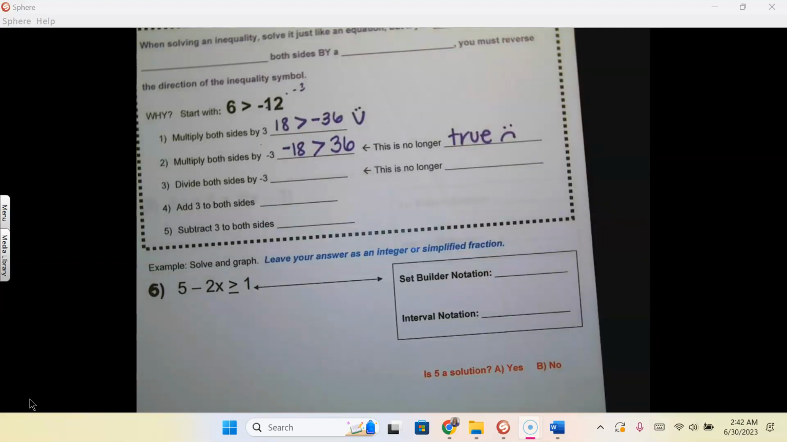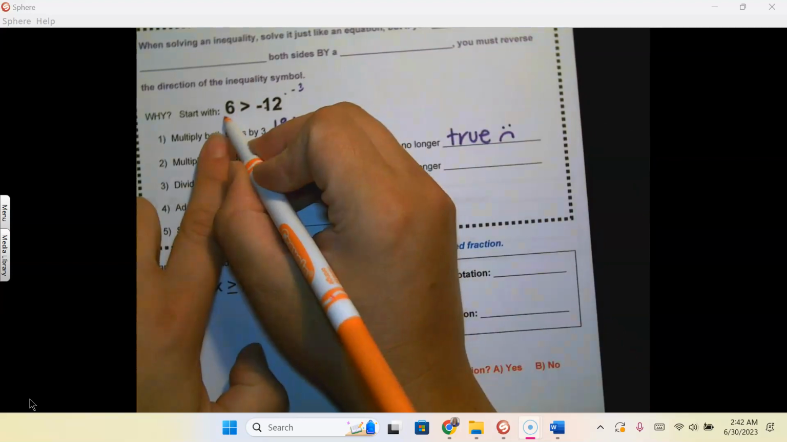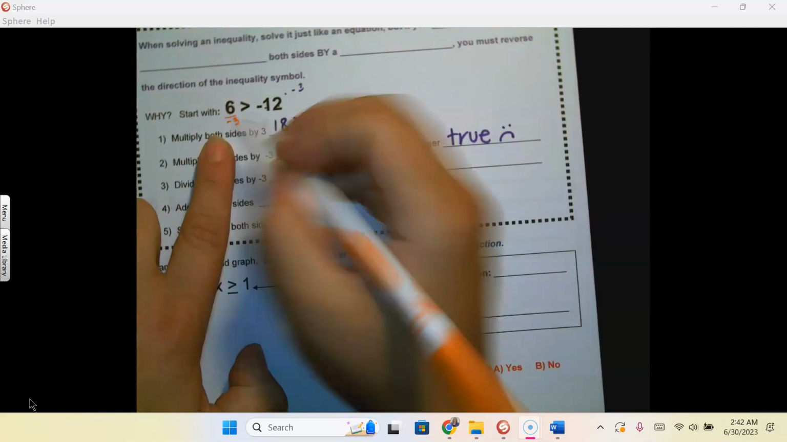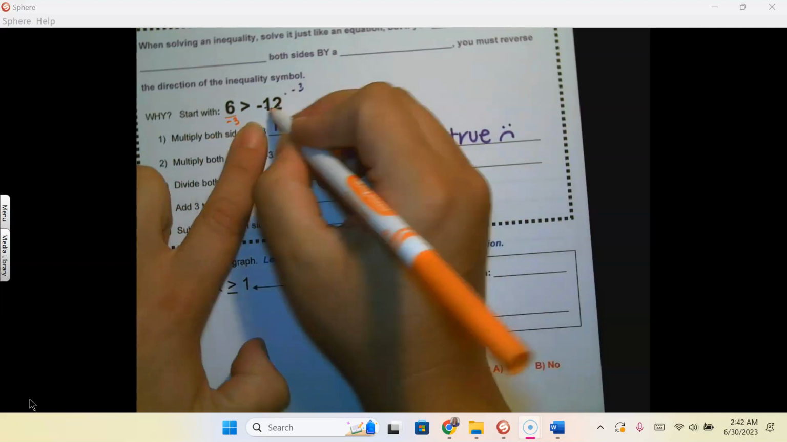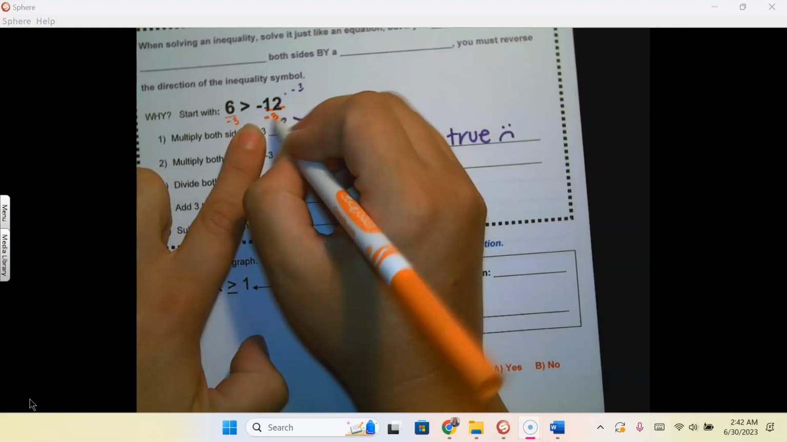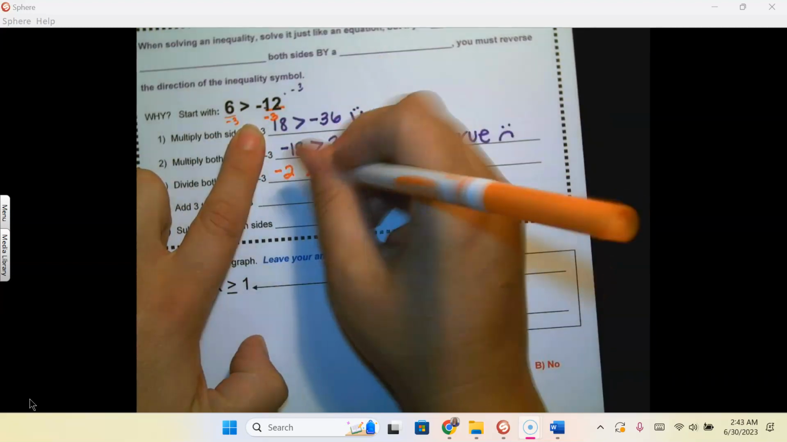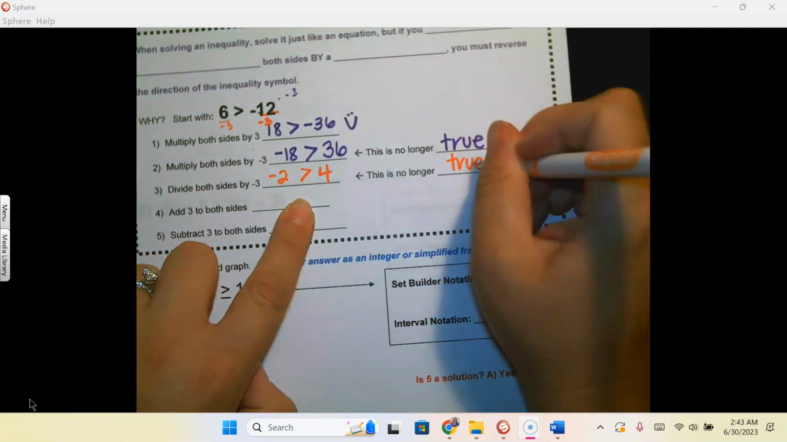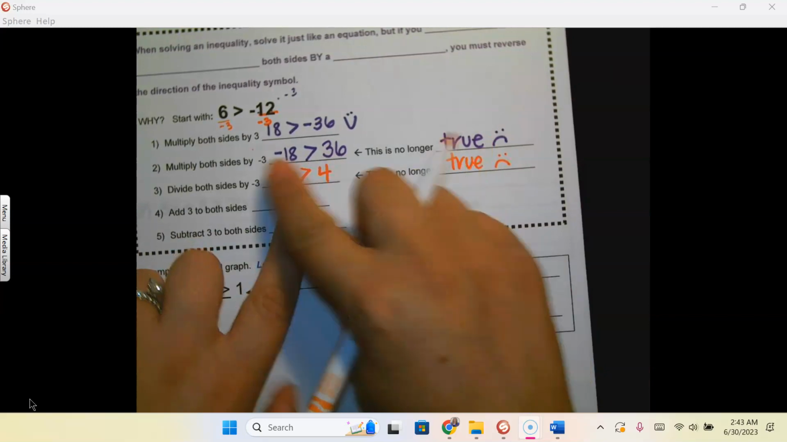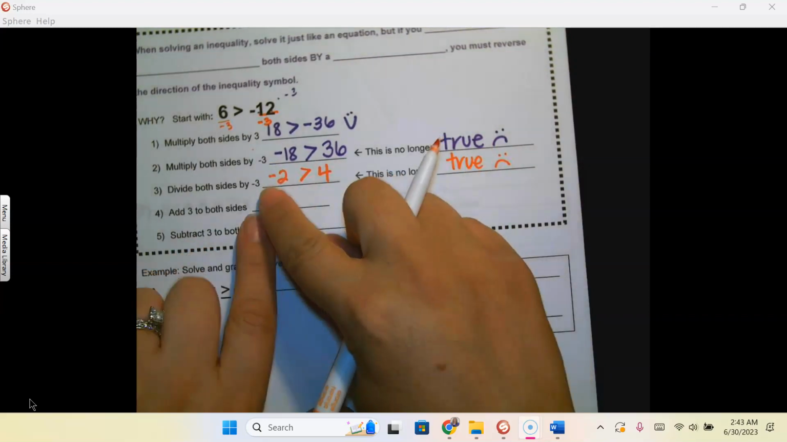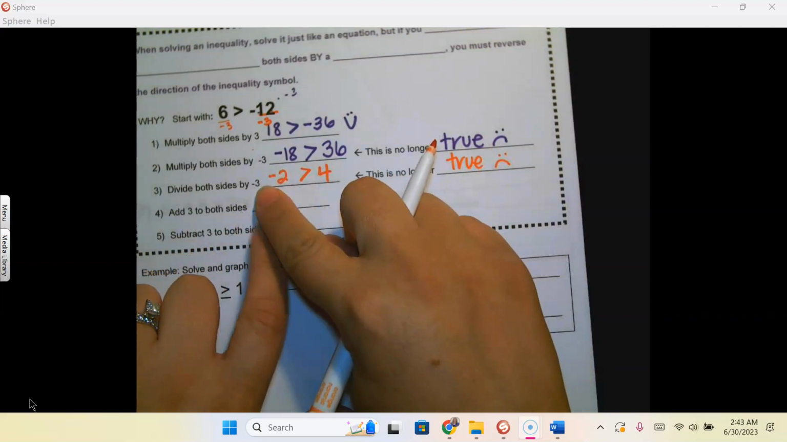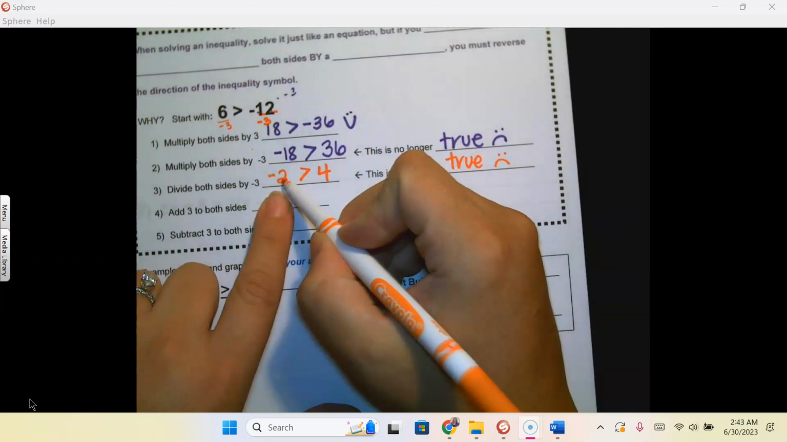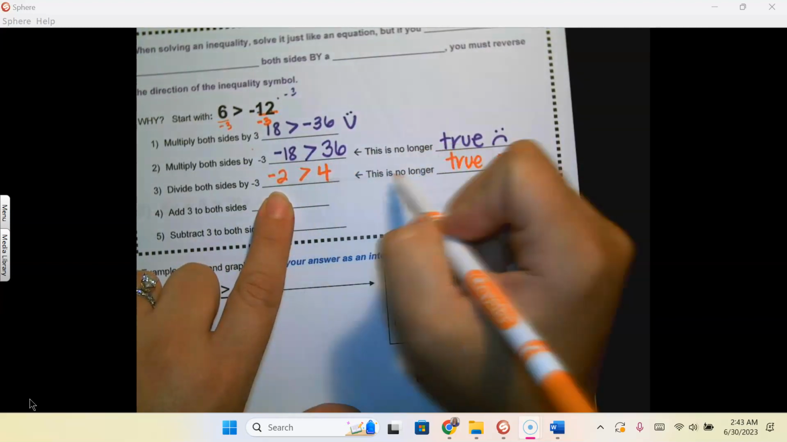Now let's say we divide both sides by negative 3. If we divide 6 by negative 3, that would be negative 2. And if we divide negative 12 by negative 3, that would be 4. Again, this is no longer true. So it does not work if we multiply both sides by negative 3 or if we divide both sides by negative 3, because negative 2 is not greater than 4.